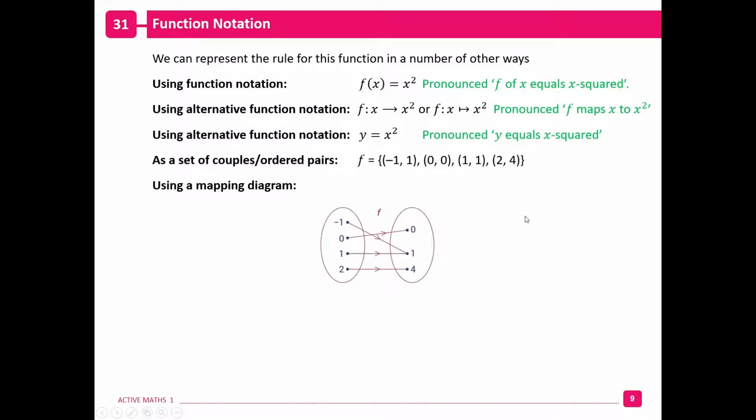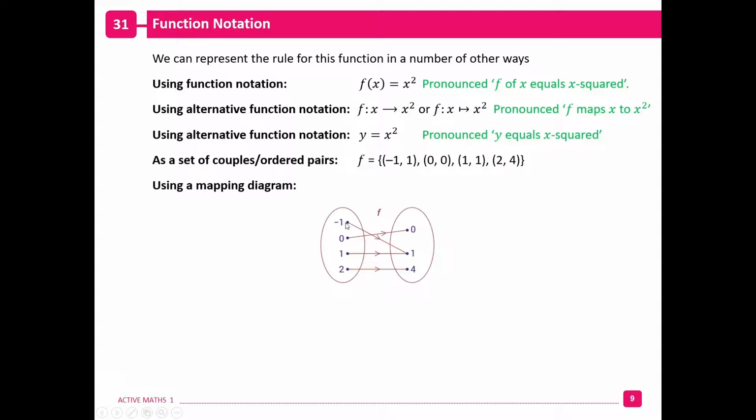Let's use our mapping diagram. We have two ovals. The first represents our domain, our inputs. The second represents our outputs. And in this case, the codomain and the range are the same. All of the elements in this oval are outputs, actual outputs.